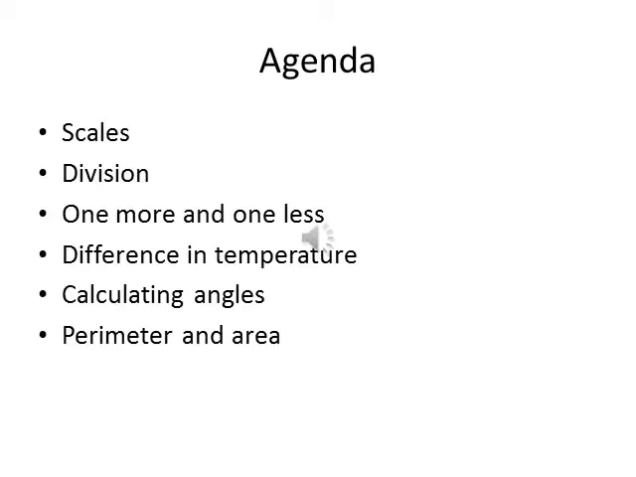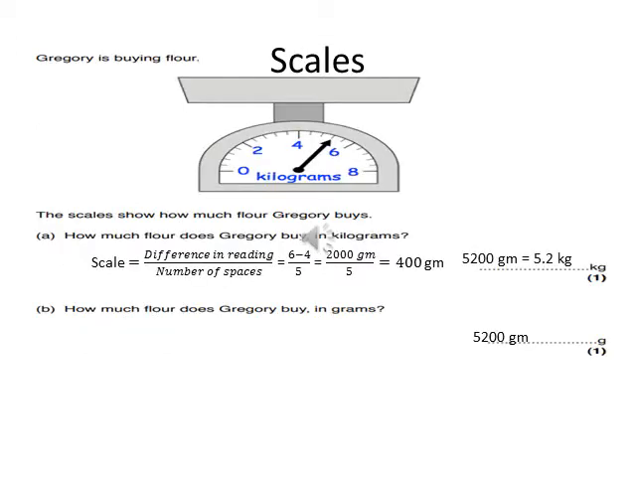Today we'll have revision. Our agenda today is revision about scales and how to read the scales, and the division with all types, because all of them work in the same way. And we will have this table, so if you want to get one more of the number and one less of the same number, you know how to work with it. And we will have difference in temperature, calculating angles, and the perimeter and area. So let's start with the scales.